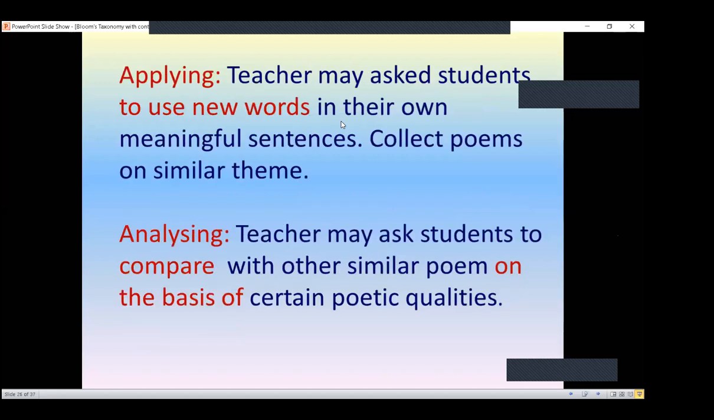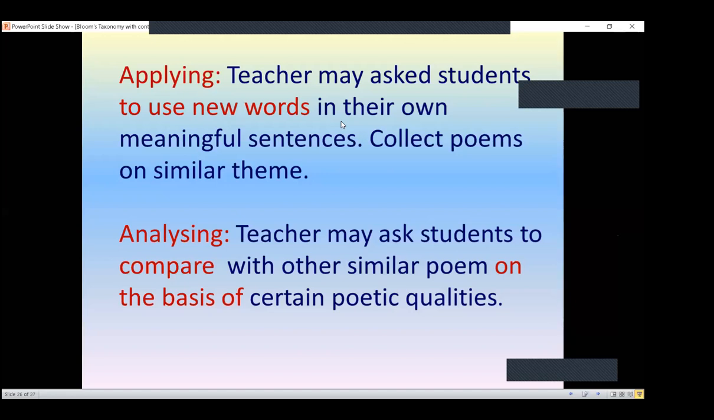When we are applying it, maybe the teacher will ask, okay, use new words in a meaningful sentence. So whatever meanings they know, they will try to use the same words in different sentences. Or maybe if you have understood that poem, you collect poems on similar themes. This is nothing but applying. Maybe you can apply this example in your subject. How you can ask students to remember, understand, and apply.